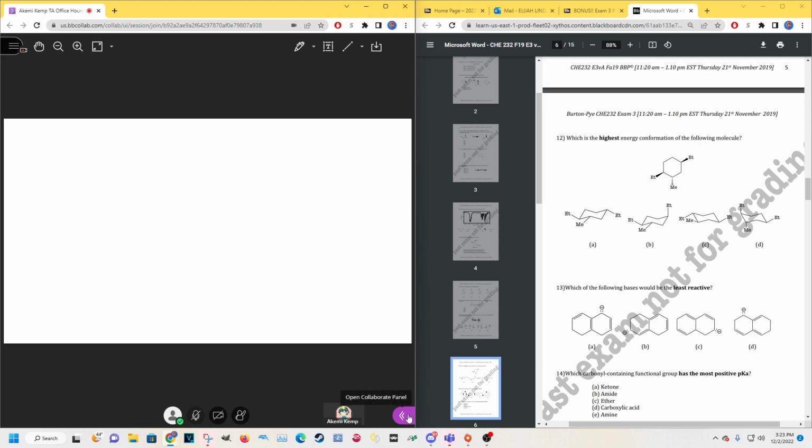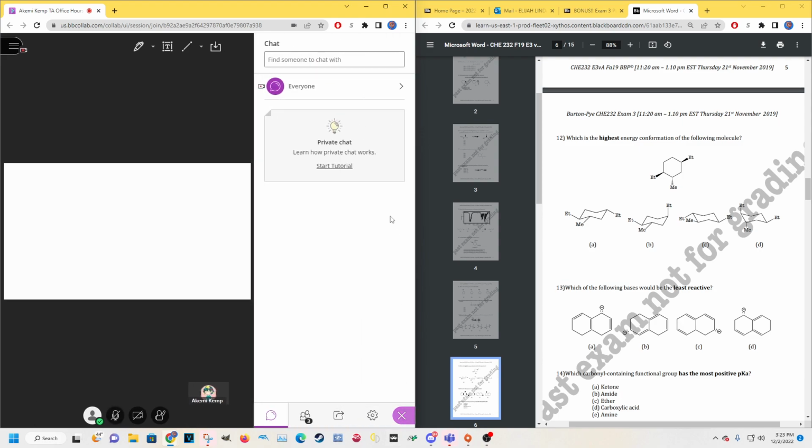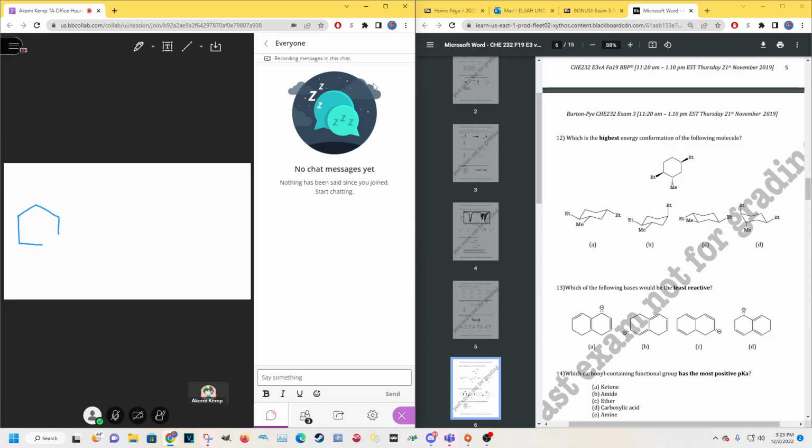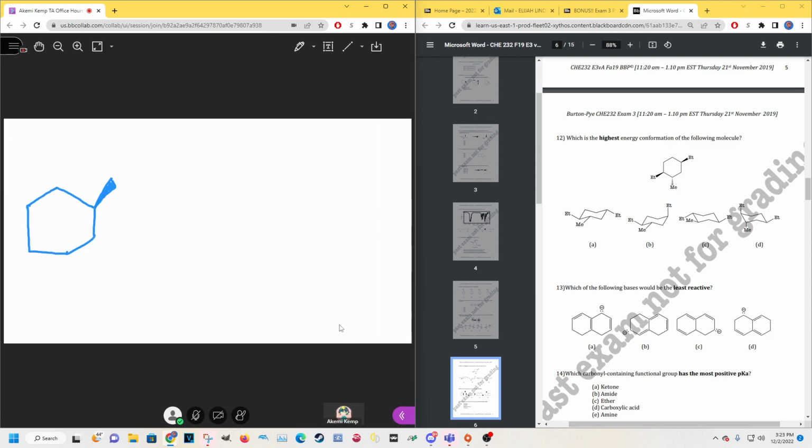So let me just draw it in. You had this cyclohexane. You have a methyl on a dash, and right next to it, an ethyl on a wedge. So we're looking for the highest energy, so that would be the least stable, right? Exactly. We're looking for the least stable chair conformation.